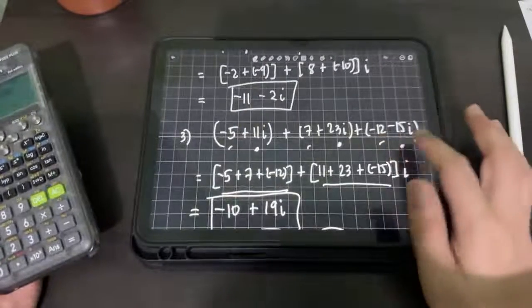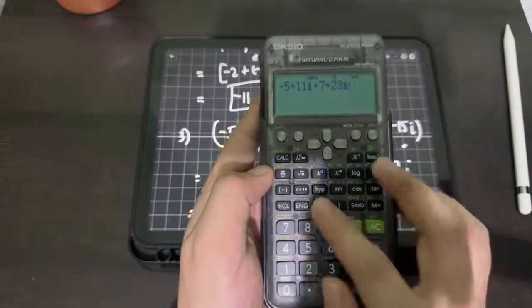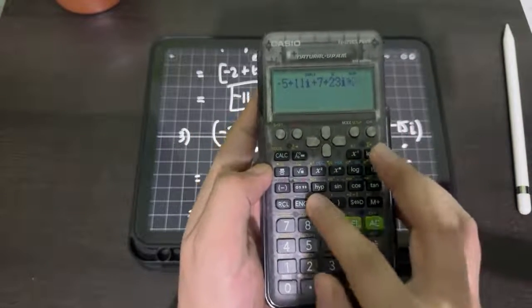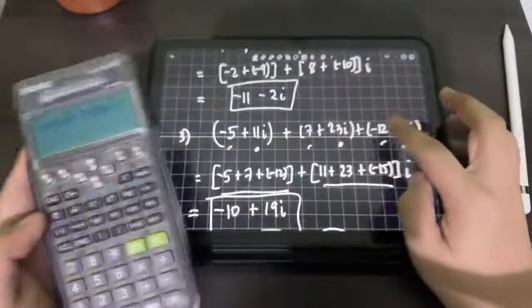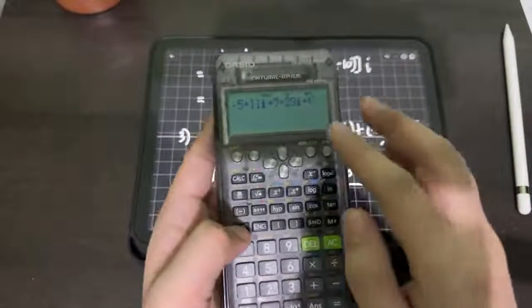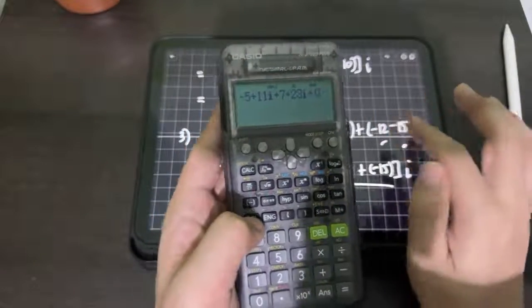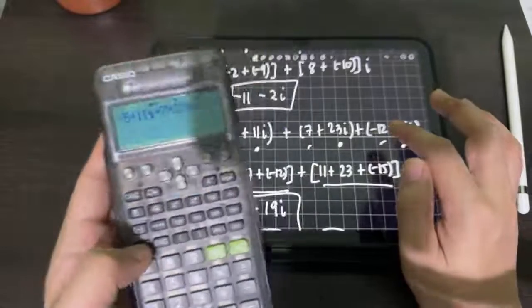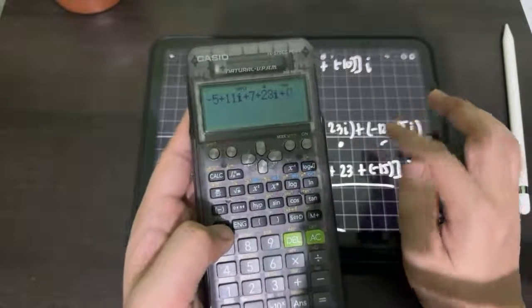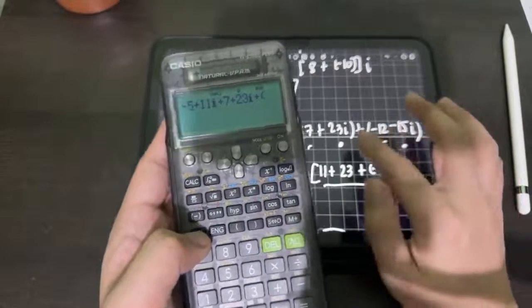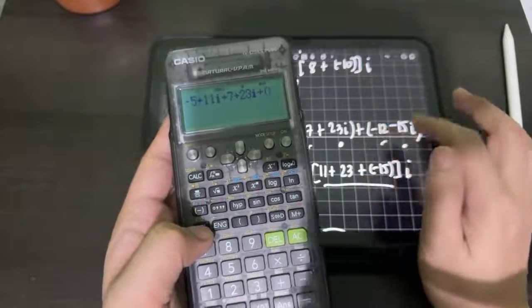And then plus negative 12 minus 59. Put parentheses because it is followed by a negative sign. You may not put parentheses, but it's more appropriate to have a parenthesis when the plus operation is followed by a negative sign.